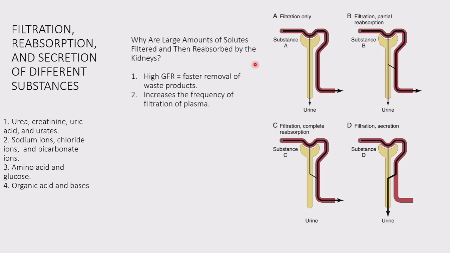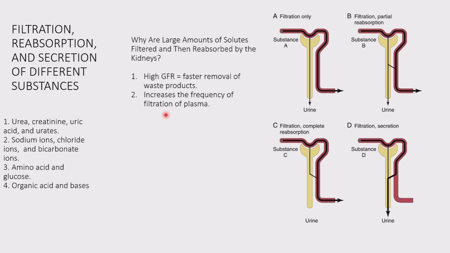Now, question: why are large amounts of solutes filtered and then reabsorbed by the kidneys? The first reason is that a high GFR allows the removal of waste products in large quantities that are also poorly reabsorbed. Meaning, the higher the GFR, the faster the removal of waste products. The second reason is that it allows the plasma to be filtered and processed in the kidneys many times a day.